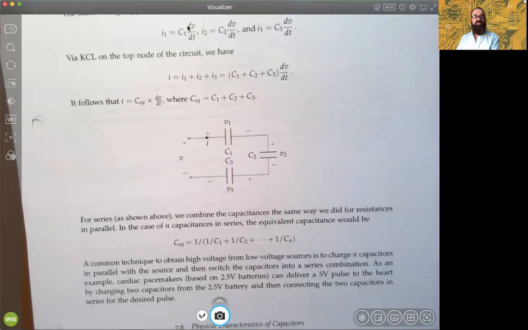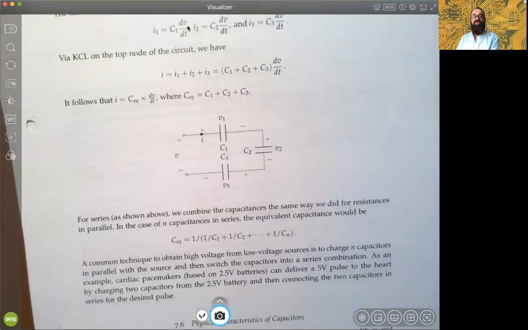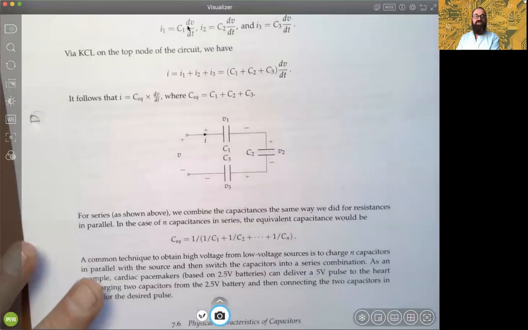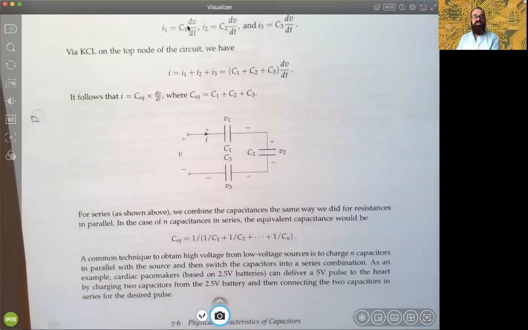So a common technique to get really high voltage from low voltage sources, in other words, where your voltage source is not going to generate as much power, is if you take, say, N capacitors and align them in parallel with the source, and then you switch them into a series combination, all right? So you can play a game with switching devices, so that you have them in parallel to charge, and then you switch them into series to use that built-in charge, all right?